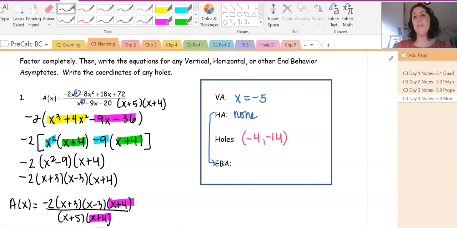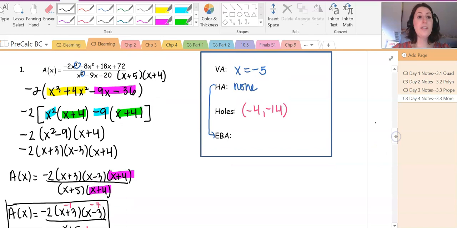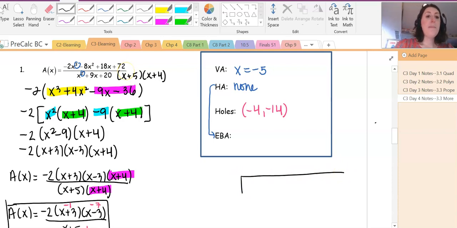Okay, so now this end behavior asymptote. Okay, we have determined the degree is bigger on top. That means we are going to need to do long division. So you're going to use the original function, not the factored form. We have -2x cubed minus 8x squared plus 18x plus 72. It is getting divided by x squared plus 9x plus 20. So yeah, you are going to write it like this.